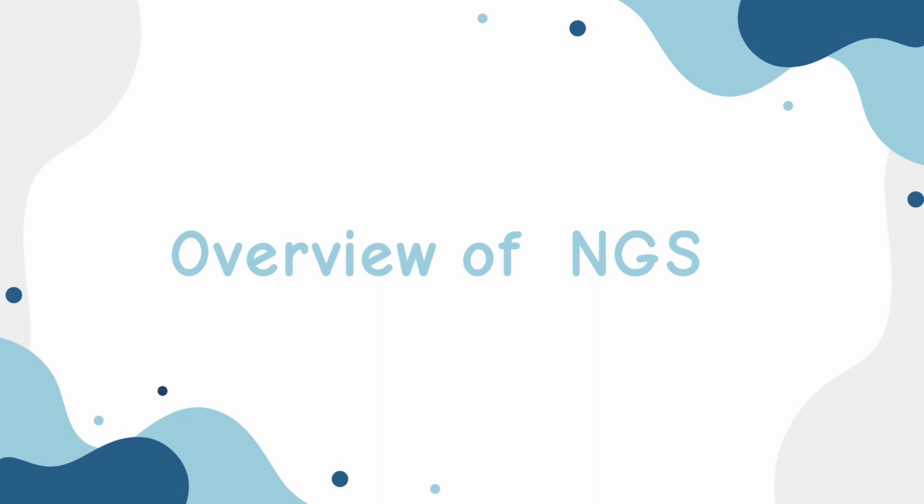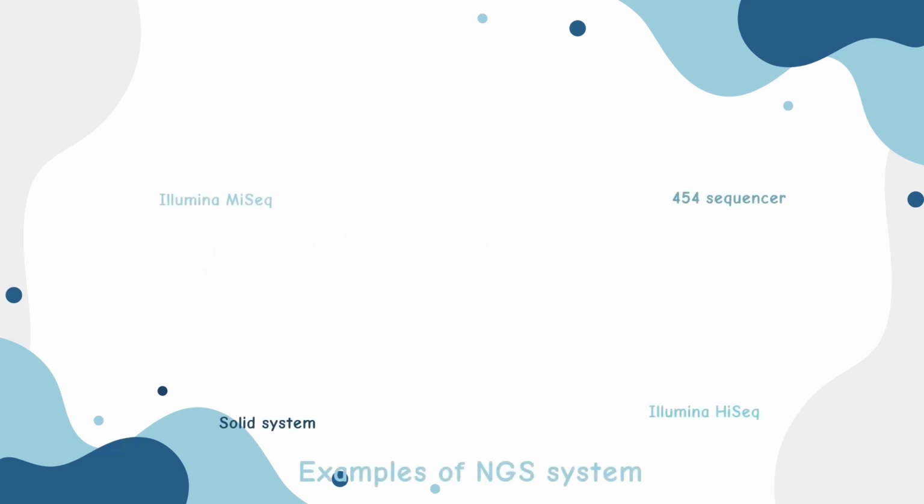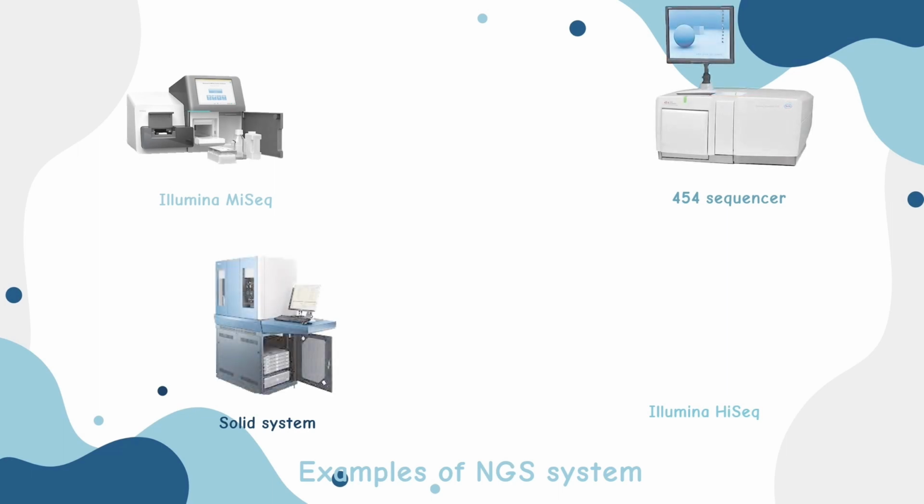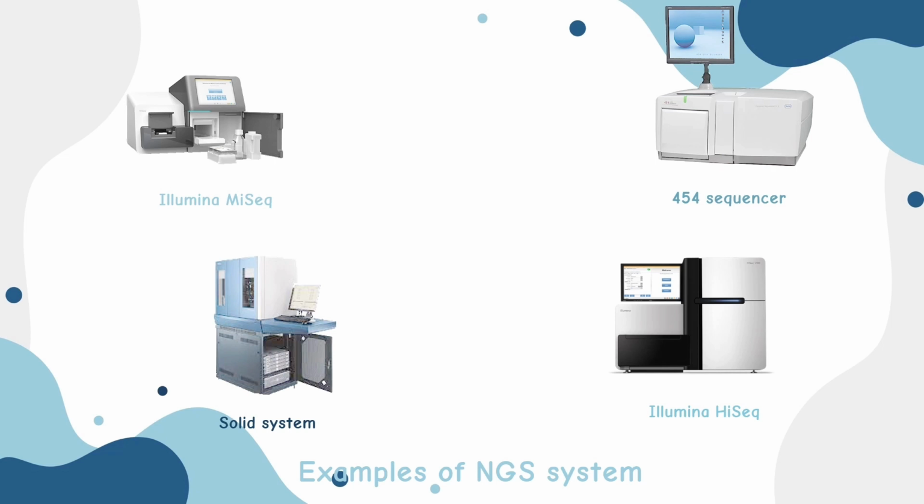Sequencing technology has continued to evolve over the last few decades. Second-generation sequencing systems have been introduced within the last decade to meet the requirements of large-scale sequencing. Those include, but are not limited to, Illumina MiSeq, Illumina HiSeq, 454 sequencer, and SOLiD system. Those systems are capable of analyzing millions or even billions of sequencing reactions simultaneously.